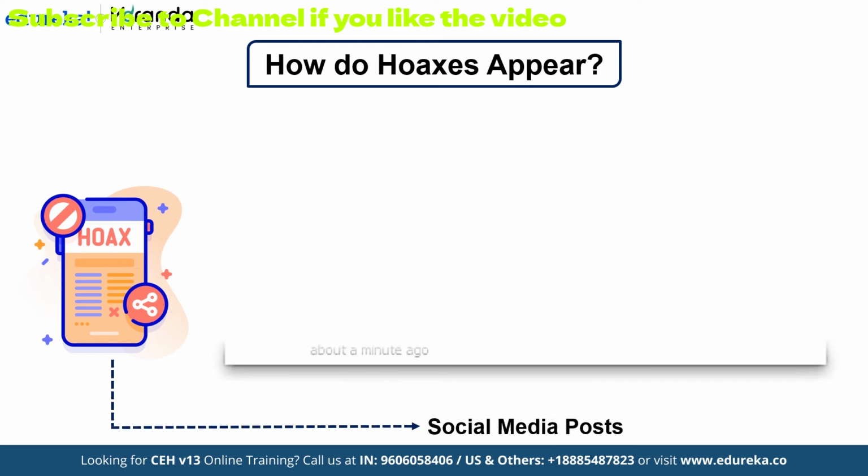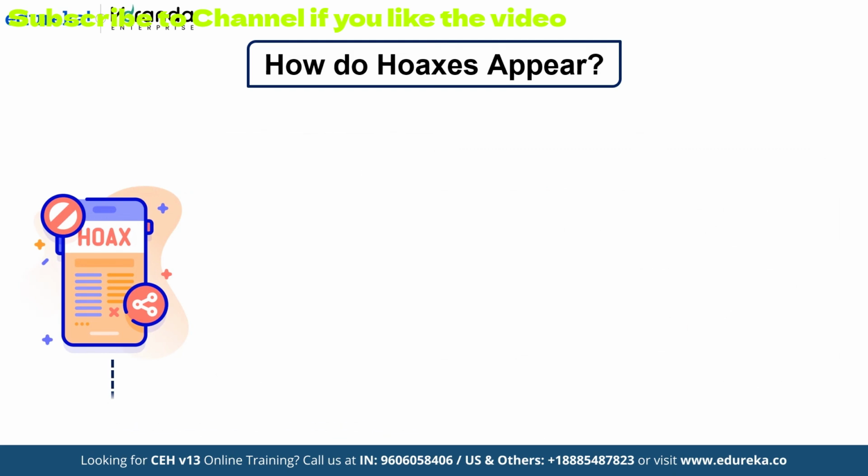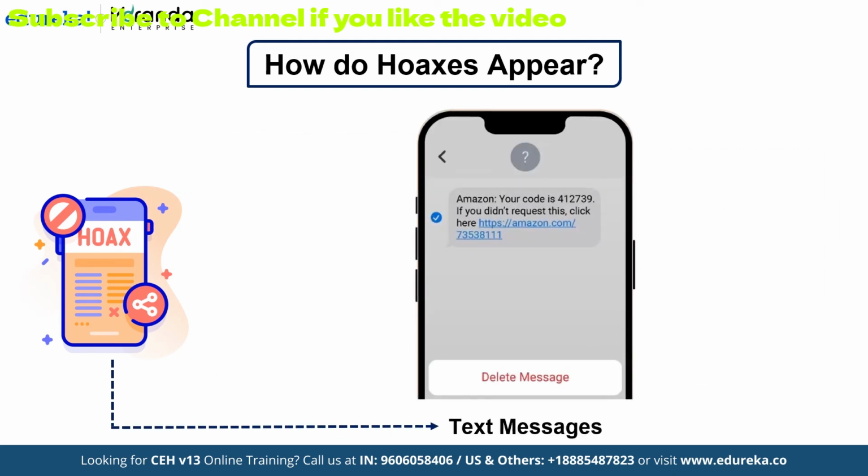Next is the social media post. Sometimes hoaxes spread on social media platforms like Facebook, Twitter, or Instagram, and this post might warn about a new virus that spreads through certain links or attachments. And the message might say something like, "Share this with your friends to protect them." This tactic is designed to spread the hoax to as many people as possible. And next we have text messages. You might receive a text message claiming that your phone is infected with a virus.